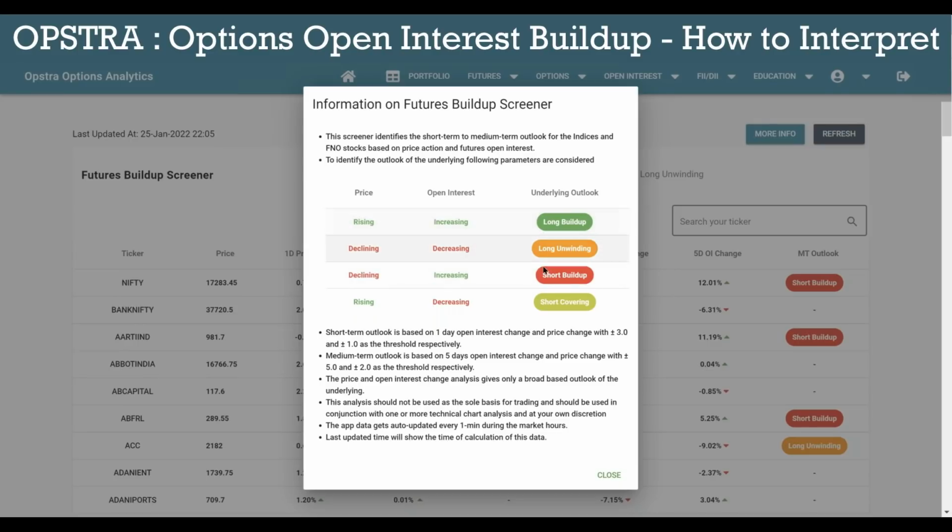So long unwinding is done by people who have built up long positions, and short covering is done by people who have built short positions. Now, these different terms have different meanings for put options and for call options, exactly opposite meanings. So please keep in mind these four terms, because that's what we are going to discuss.